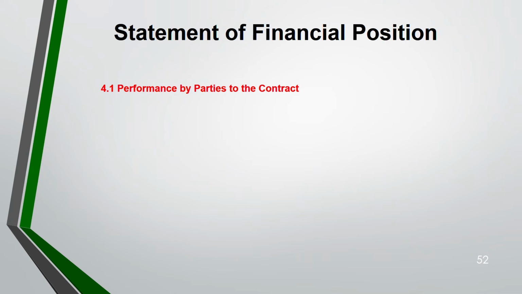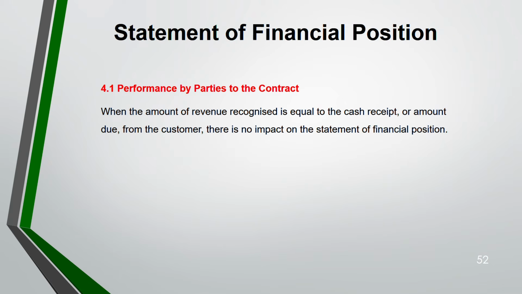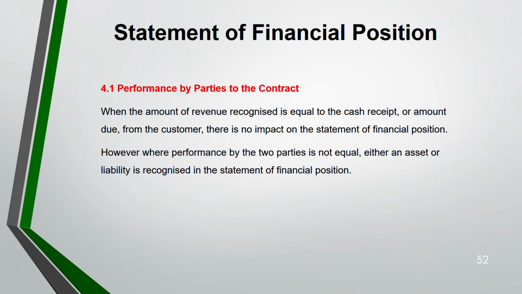So when the amount of the revenue recognized is equal to the cash receipt, there is no impact on the statement of financial position. So the revenue recognized is equal to the cash receipt, or revenue recognized is equal to the amount that is due from the customer. If both are equal, no impact on the statement of financial position. But when the performance by the two parties differs, that means the revenue is not equal to the cash or the receivable, then an asset or a liability is created and it is recognized in your statement of financial position.